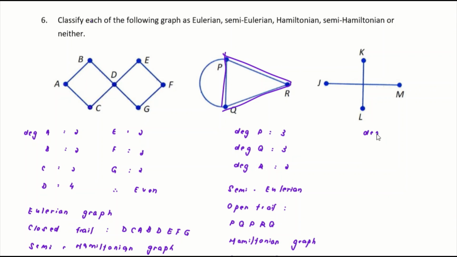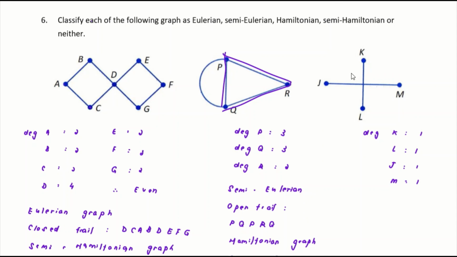Okay, then the last one here. So you can see that the degree of K is 1. The degree of L is 1. Degree of J is also 1. The degree of M here is also 1. Okay, so you realize that 1, 1, 1, 1, which means that it doesn't satisfy the case where you have 2 odd and the other even. So that's why it's not a Eulerian.